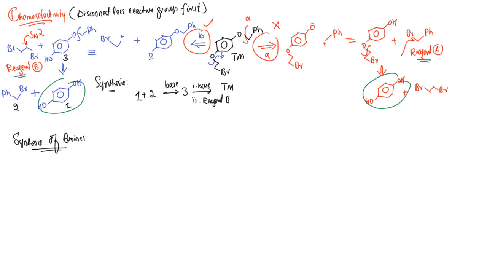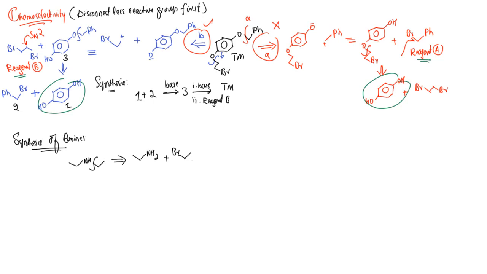For example, we have an amine like this, and we want to make its retrosynthetic analysis by making a disconnection right over here, and we get two fragments: a primary amine and an alkyl halide.